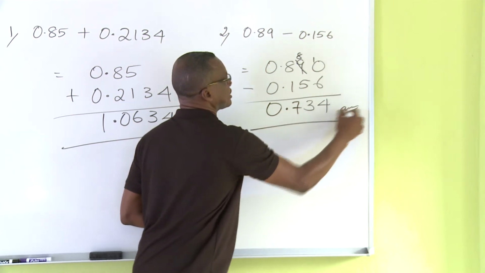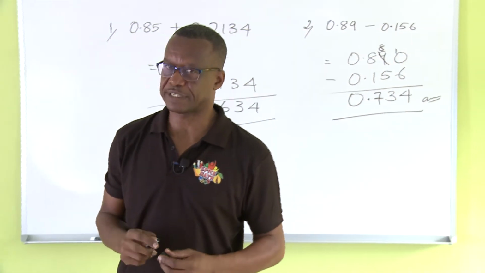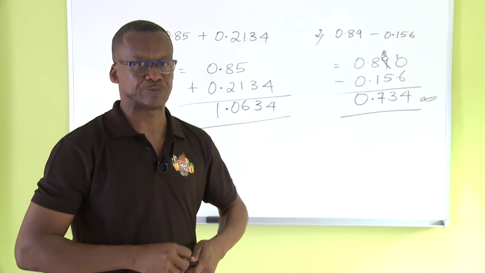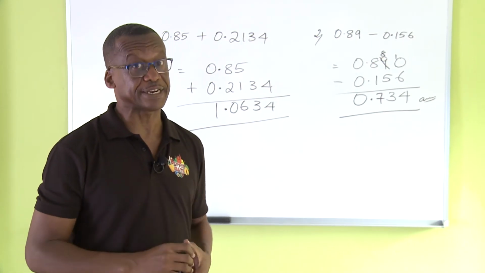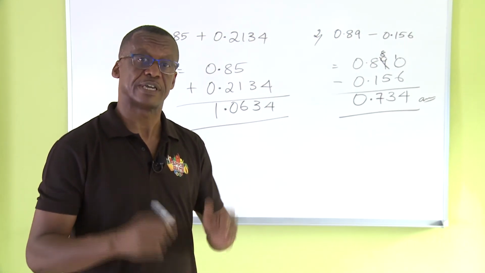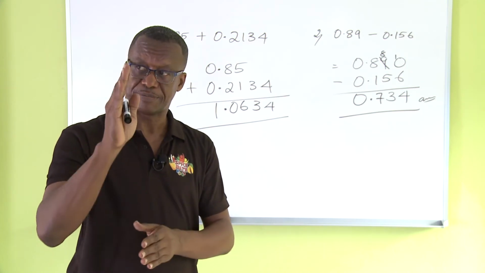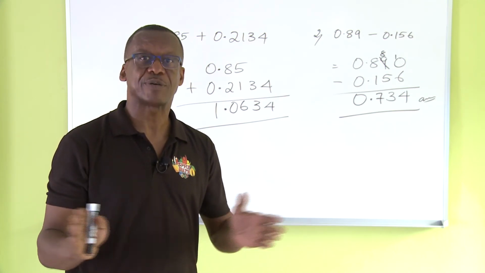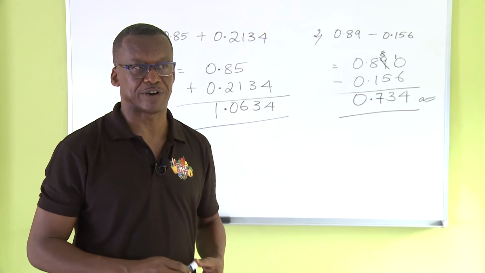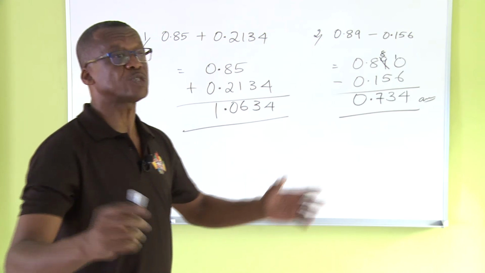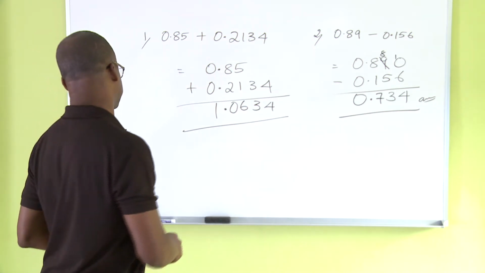Answer 0.734. That's for adding and subtracting decimal fractions. Ensure you place point on the point, otherwise your answer would be wrong. But what happens when we multiply decimal fractions? Let's see.